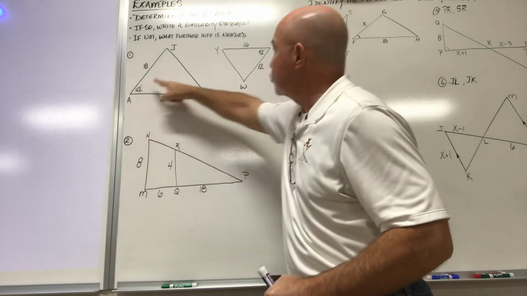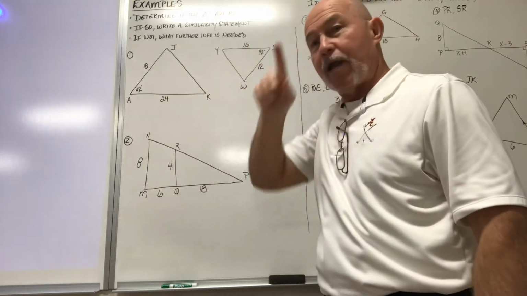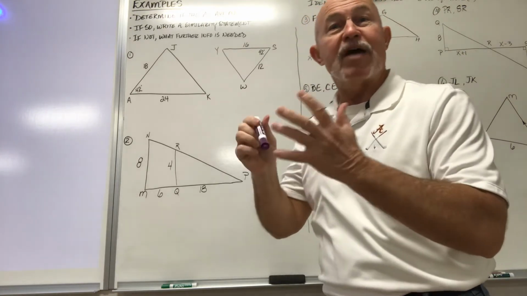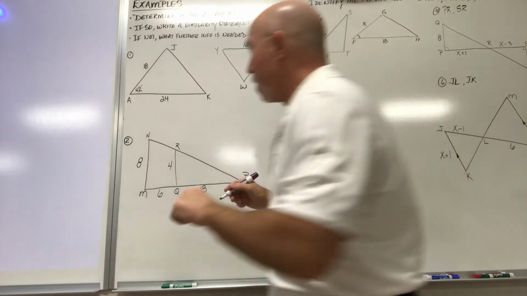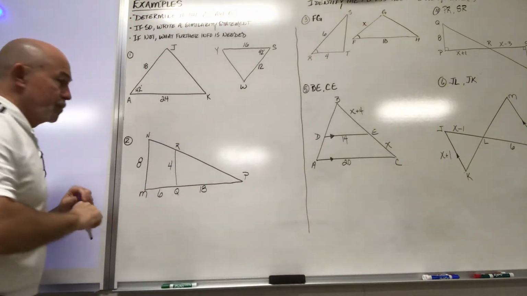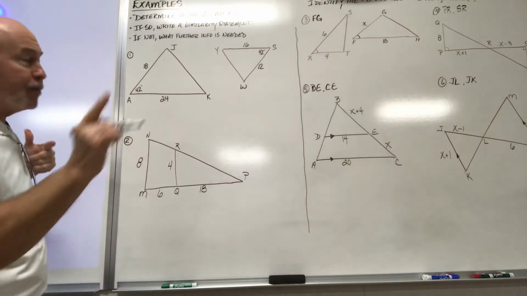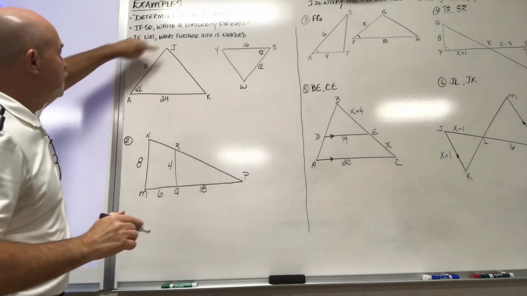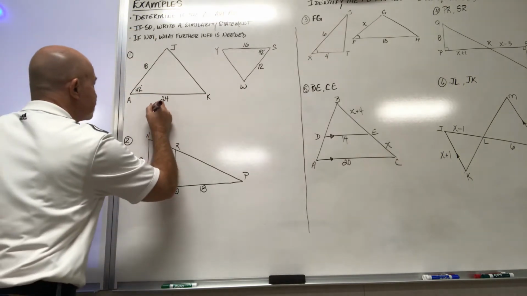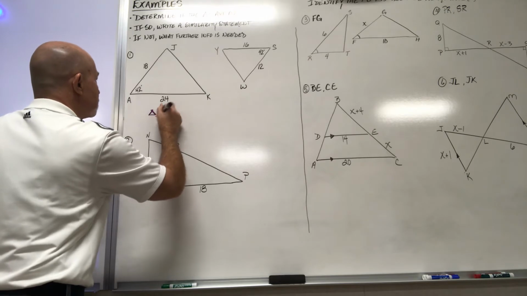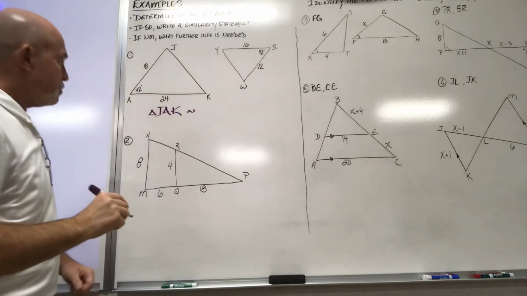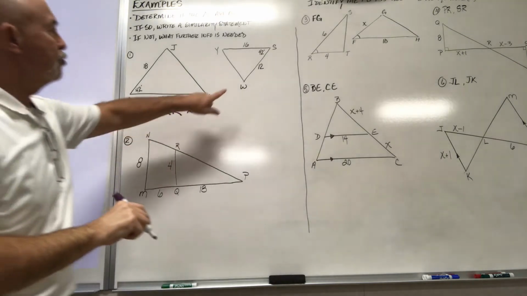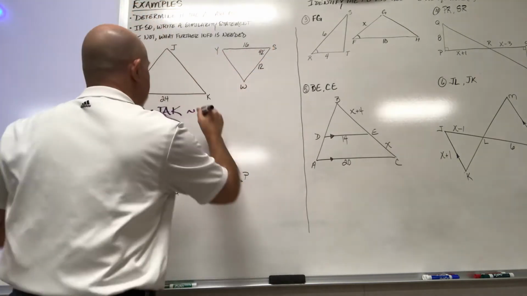Yes, because we have a common or equal angle in between. We've got side-angle-side. So yes, they are similar. However you want to set this up, I'm going to do it this way. Watch this. Triangle JAK is similar to triangle WSY.